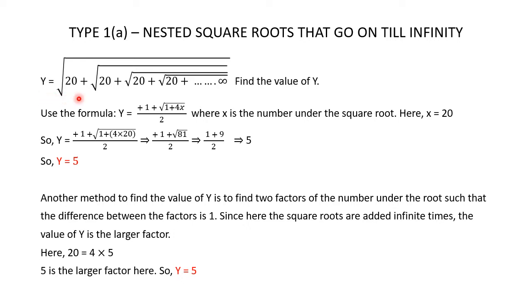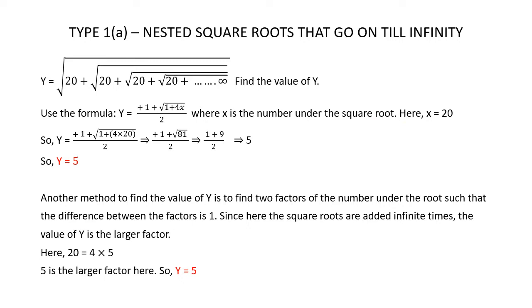Y is equal to square root of 20 plus square root of 20 plus square root of 20 plus square root of 20 and so on till infinity. Find the value of y. Here you will notice that the square roots are added infinite times. So use the formula y is equal to (1 plus root of 1 plus 4x) divided by 2, where x is the number under the square root. Here x is equal to 20.